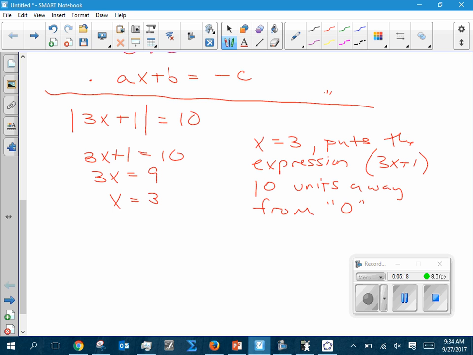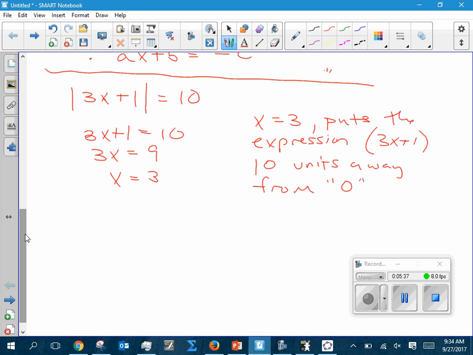And in this case, because 10 is positive, it's going to be 10 units to the right of 0. Does that make sense? If I plug in 3 to this, you get 3 times 3, which is 9, plus 1, right? What's the absolute value of 10? It's 10, right? Okay. Now, what we want to do is recognize that moved me to the right of 0. Let's talk about moving to the left of 0.